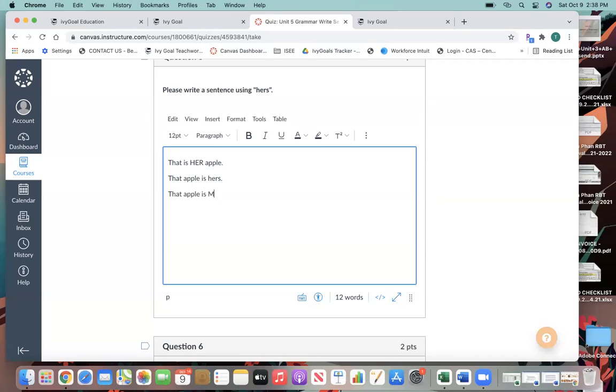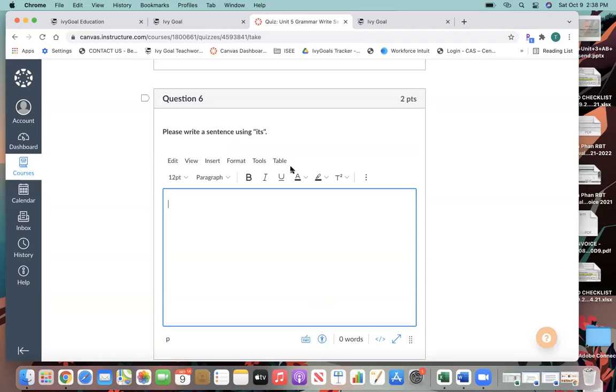That apple is not hers. How do you show it's my apple? You say mine. Good. Do you see how that works? All right. Write a sentence using its.